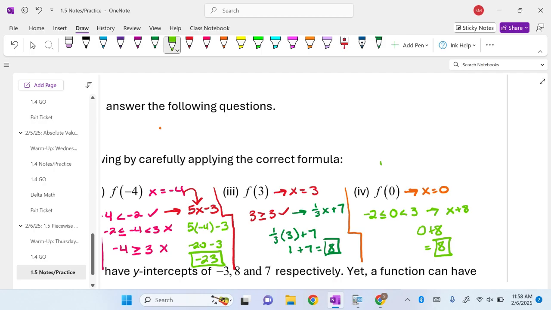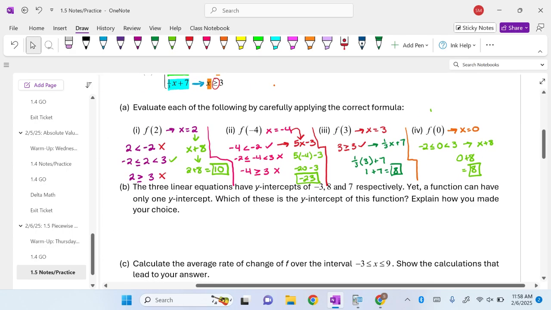How you guys feeling on evaluating? One finger up if you're still completely lost, 5 fingers if I could throw a problem at you and you'd be able to answer it like that. How you feeling? Okay, so most of you are in the 3 to 5 range. That's pretty good. That's where I expect you to be. All right. So we're still going to do some more.